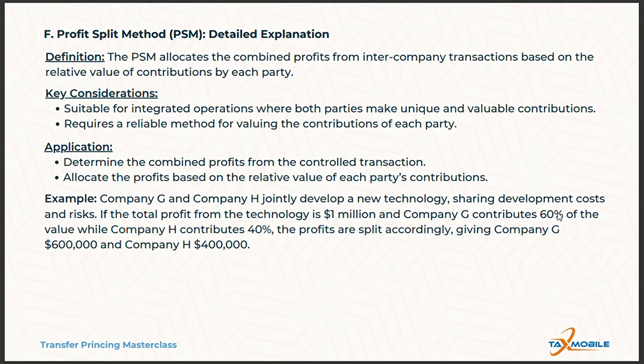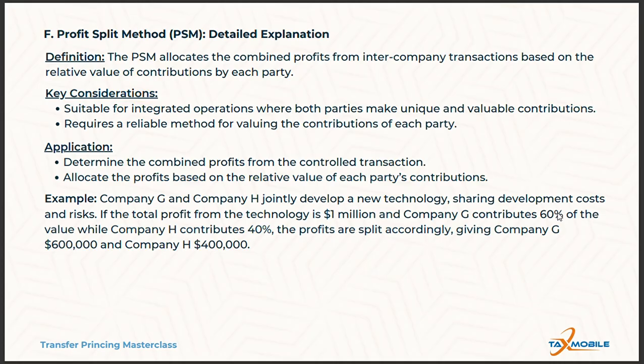Another example is when two related companies jointly developed a patent technology. Company A contributes 60% of the R&D effort, while Company B contributes 40%. So if the total profit from the sale of the technology is 10 million, Company A would receive $6 million, which is 60%, and Company B would receive $4 million, which is 40%.